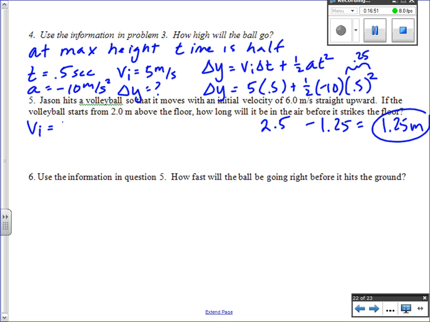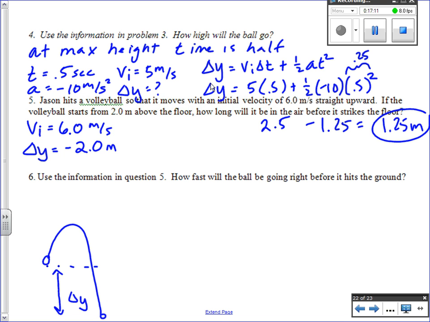We've got an initial velocity of 6 meters per second. If it's going to hit the floor, in this case, what we have for our delta y value is negative 2 meters, because we're assuming that the ball is actually going to end up below where it starts. Our acceleration, when we're using a calculator, we're going to use negative 9.81. That's the more precise value. 10 is what we rounded to when we don't use a calculator. And what I'd like here is delta t. You can see that we're going to use the same formula that we used in question 4.